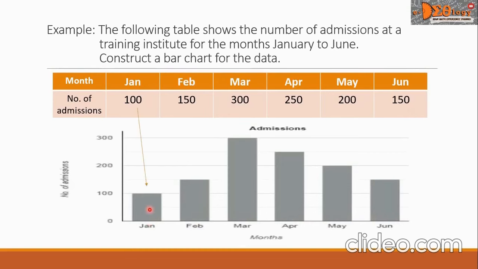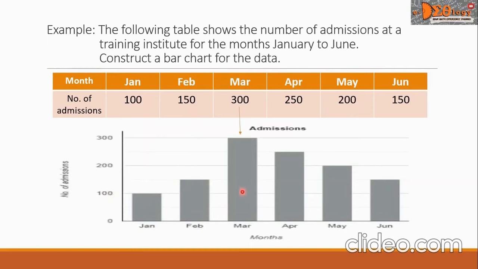The first rectangle here represents the month of January, and the height of the rectangle corresponds to the number 100 with respect to the frequency. The second rectangle is for February, and the frequency is 150. So the level here is between 100 and 200.